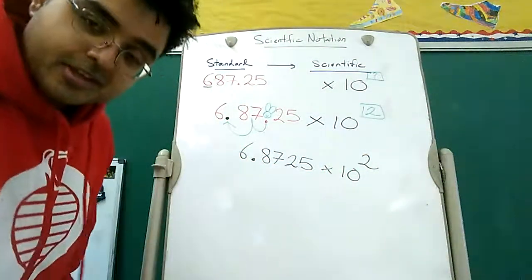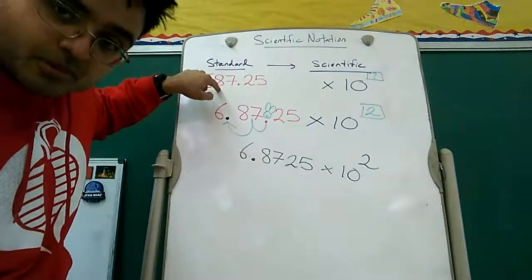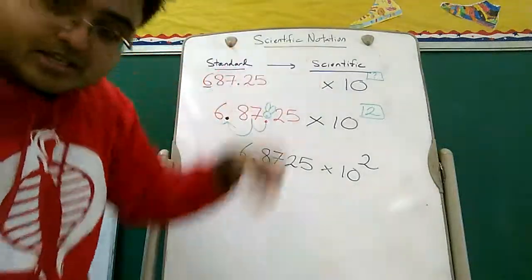And this is how you change a regular decimal number into a scientific notation.